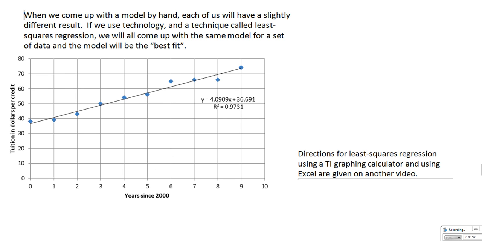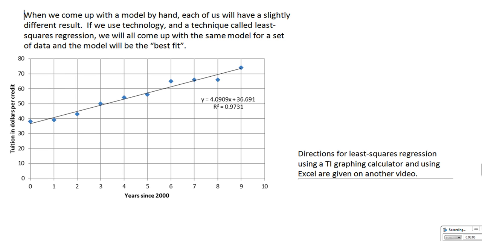When we came up with the model by hand, again, each of us would have slightly different results, depending on how we drew our line and what 2 points we picked off our line. But it is pretty simple with modern technology to put our data into a calculator or a computer and let the calculations be done for us, in which case we'd all come up with the same model for a set of data, and the model will be something we call a best fit line.